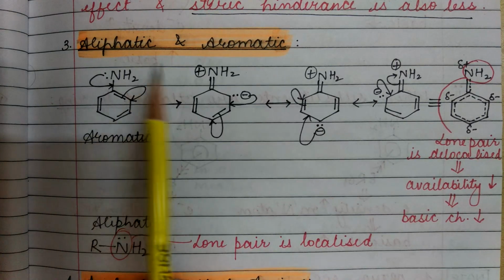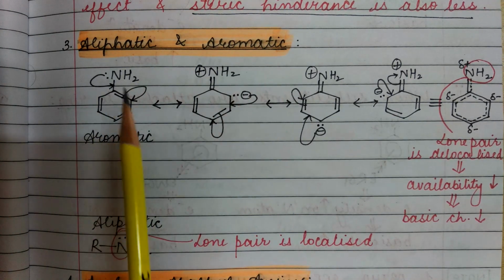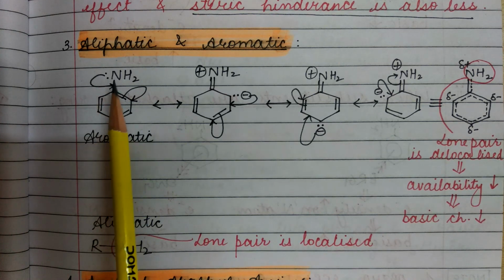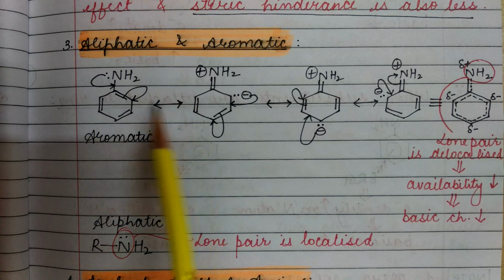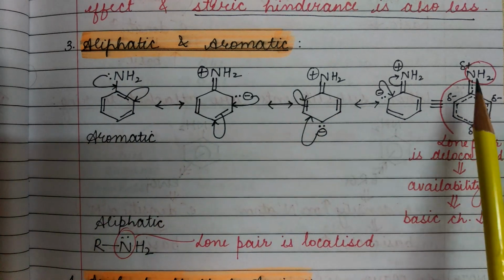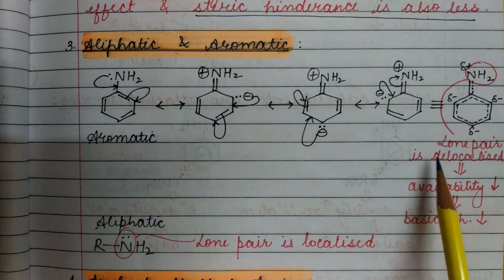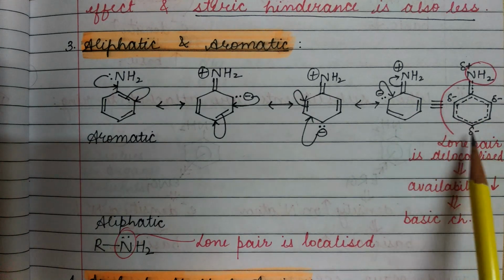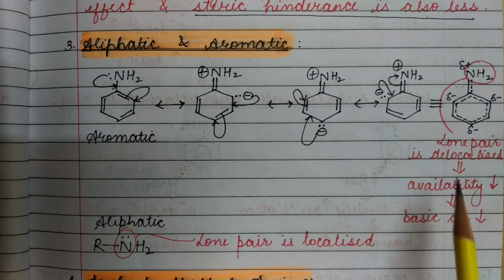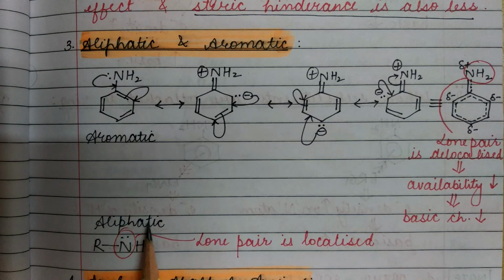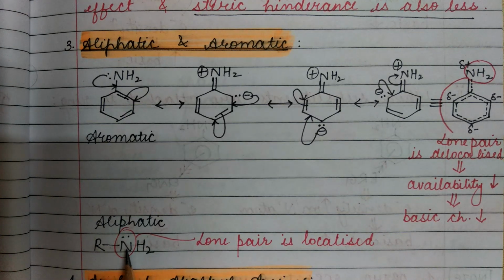Comparison between aliphatic and aromatic. We can see in aromatic, the lone pair shifts to this point and this one shifts here, so resonance takes place, due to which the lone pair becomes delocalized. It spreads over the benzene ring, so the availability of the lone pair will be less, so basic character will be less. But in case of aliphatic, the basic character is more because the lone pair is localized, easily available.